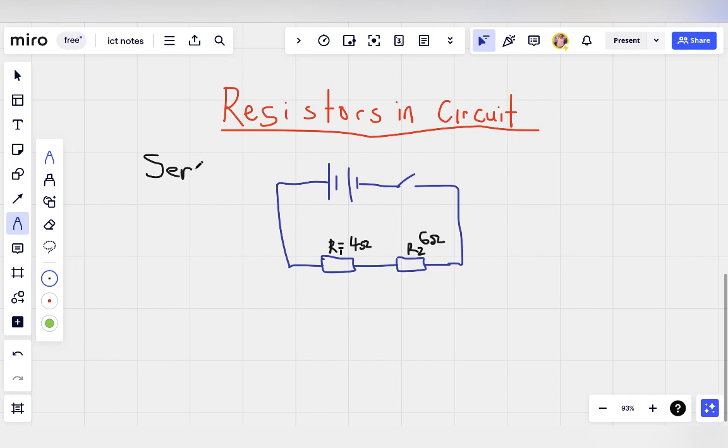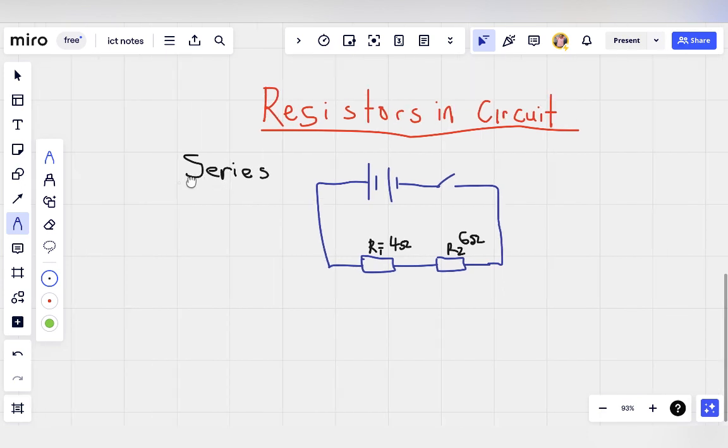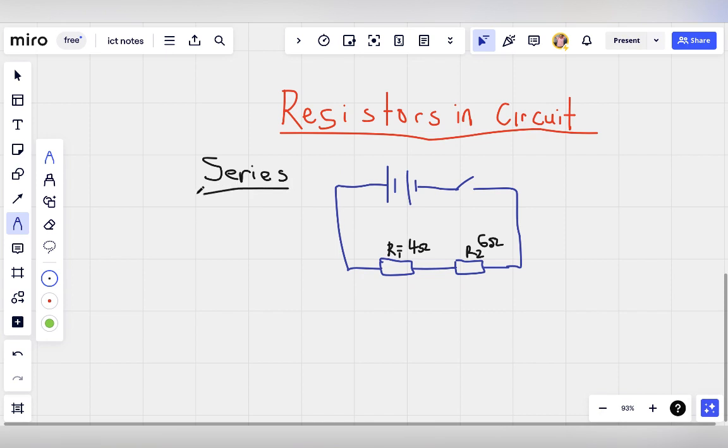So when resistors are in the same loop, they're in series. Now, when resistors are in series, let's first of all take a look at the conditions. Number one, same current. The current comes from the positive arm of the battery, and this is the negative arm of the battery. So the current flows like this. The conventional current flows like this. Electrons flow the opposite way.